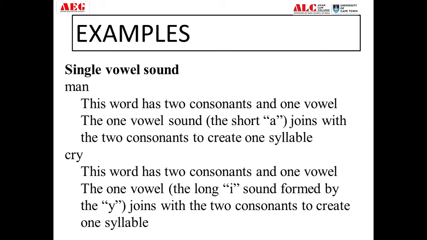Cry. This word has two consonants and one vowel. The one vowel, the long I sound formed by the Y, if you can understand. Here, there is no A, E, I, O, U, but if you see, the one vowel, the long I sound formed by the Y, joins with the two consonants to create one syllable. Cry. Say cry.